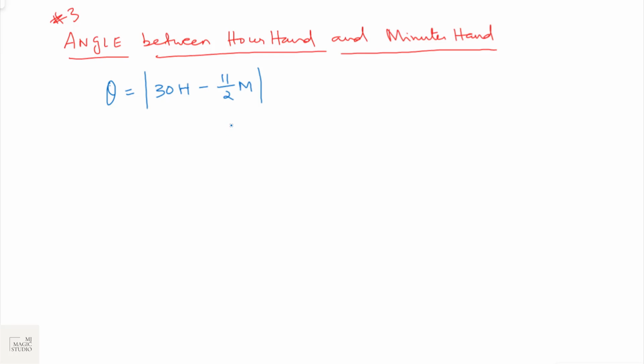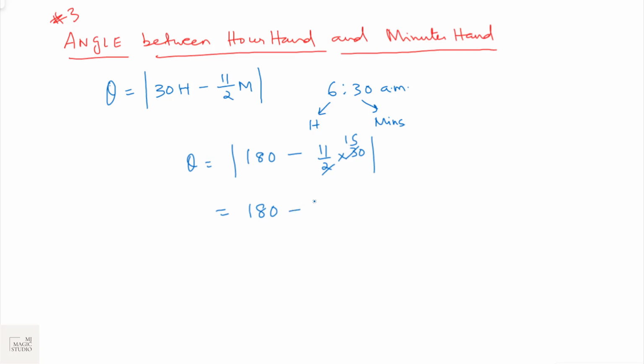Suppose they ask you to find the angle when it is 6:30 p.m. or 6:30 a.m., whatever. So this is hours and this is minutes. Simple. Theta is 6 into 30, that is 180, minus 11 by 2 into 30. This is 15 into 11, 165. Angle would be 180 minus 165. That is 15 degrees. As simple as that.